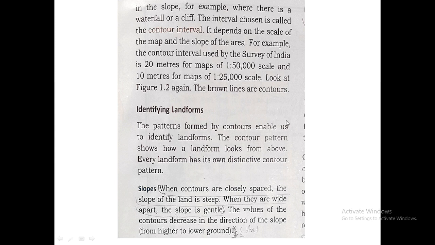Now, the value of the contours decreases in the direction of the slope from higher to lower ground. तो वैल्यू नंबरिंग जो दे रखा होगा कॉन्टूर का, it will decrease in the direction of the slope, and from where? From higher to lower ground. तो ज़्यादा अगर से 100 है, 100 से फिर 80 हो गया, 80 से फिर 60 हो गया. So this is how the contour will reduce in height.